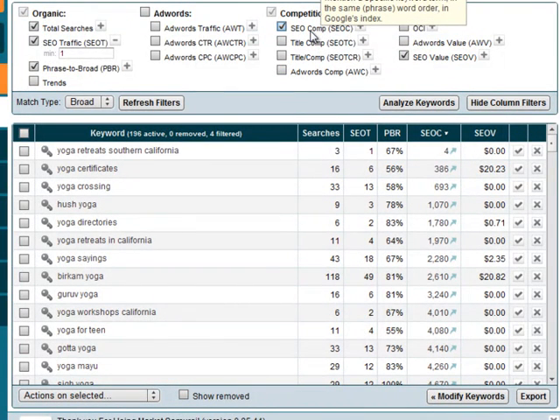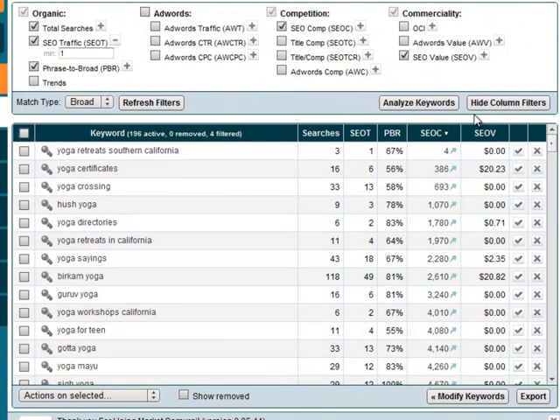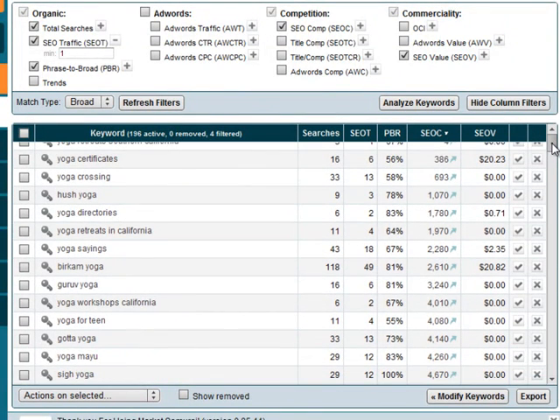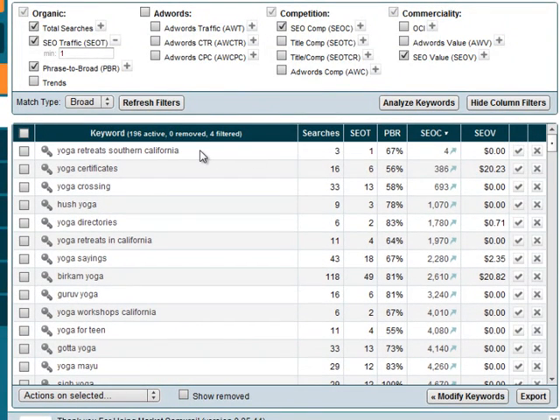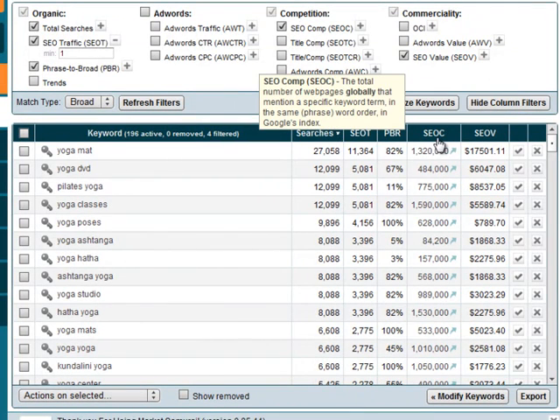I want to know the search engine competition, and I kind of toss the value in there just for fun. That's only looking at advertising value. It doesn't necessarily mean there is or isn't value for you. So again, I've already run this report. However, you can just play around. You just have to run the report and then do an analysis, and it'll eventually bring this up and refresh everything. So what we see here is a list of keyword phrases that have searches, that have a percentage match, and have competition.